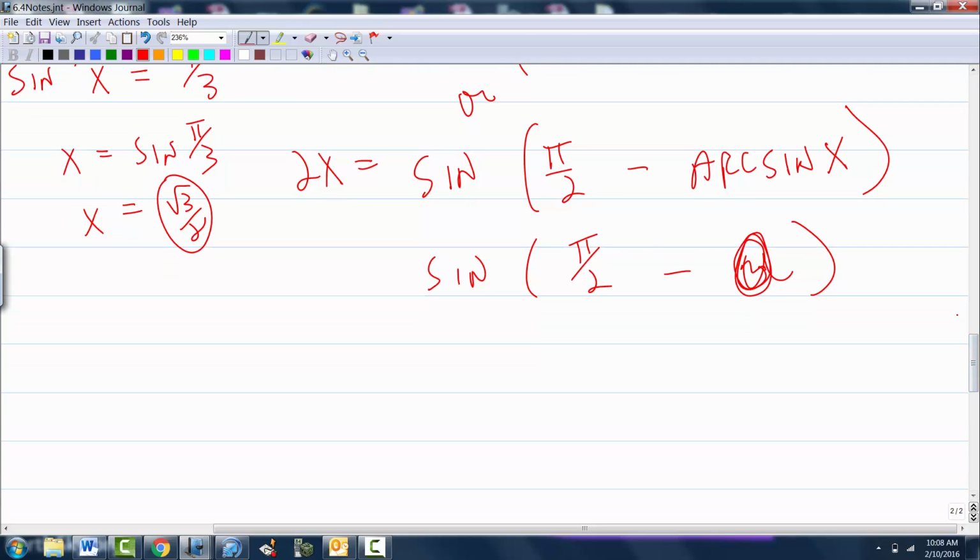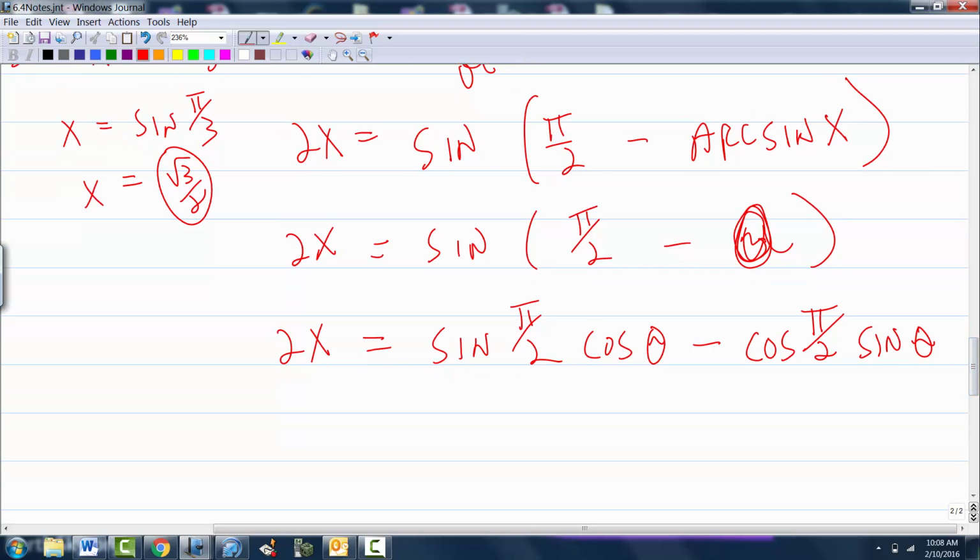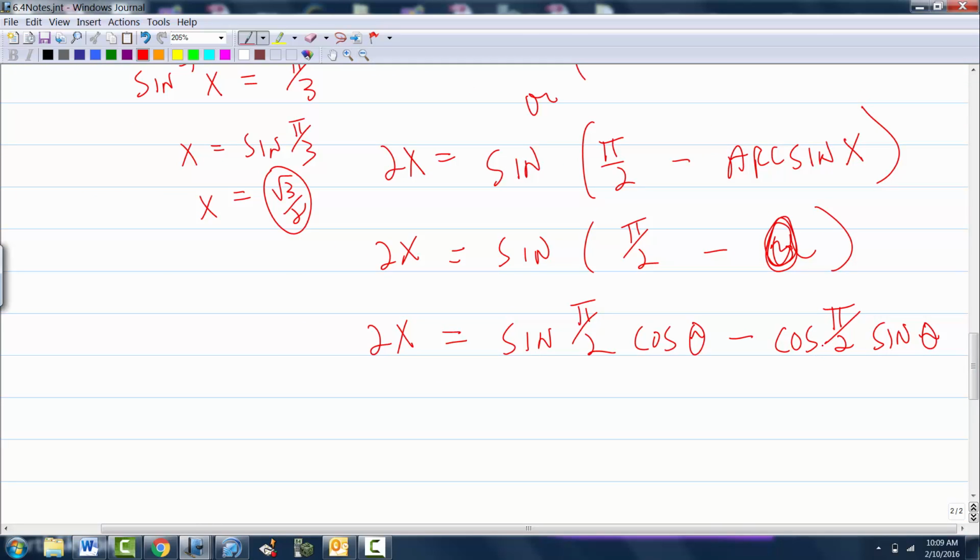Okay, so then what we're going to do is set this up so that it is 2x equals sine of pi over 2 minus theta. Now this one works a little bit easier than 39 does, I assure you. Sine of pi over 2 times cosine theta, minus cosine of the angle pi over 2 times sine of theta. Why this is a little bit easier than 39 is, but I'm still going to keep going with it.